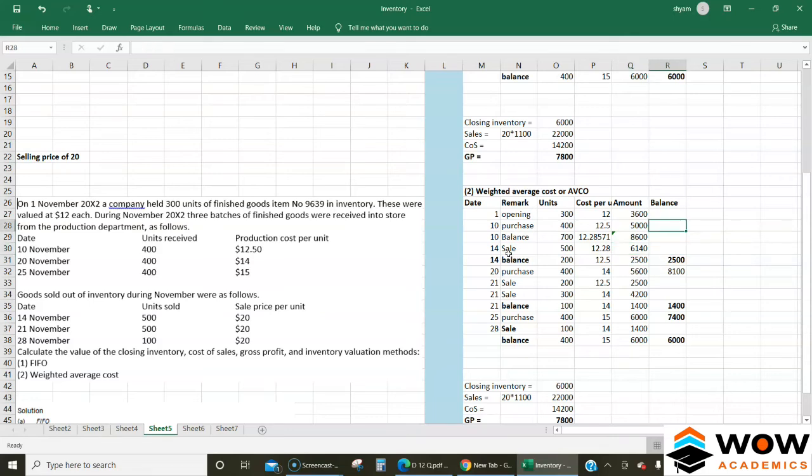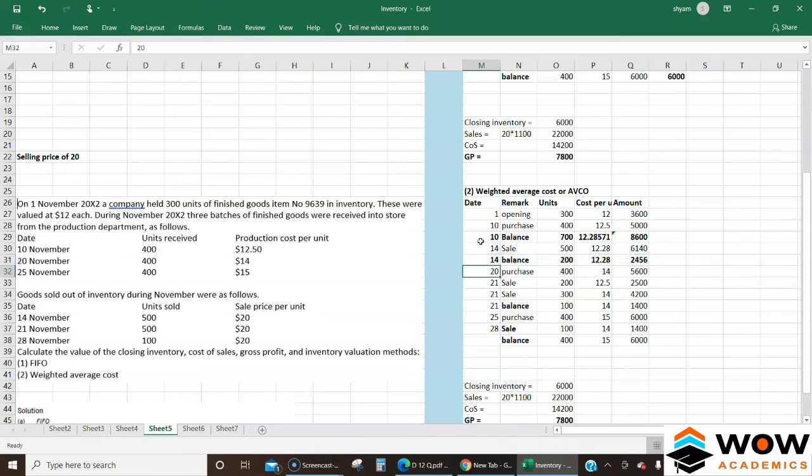So balance is, I think we'll work out the balance. We don't need to confuse. So 700 was there, 500 sold, 200 is the balance, and the balance has to be in the same value only. So the balance value is 2456.